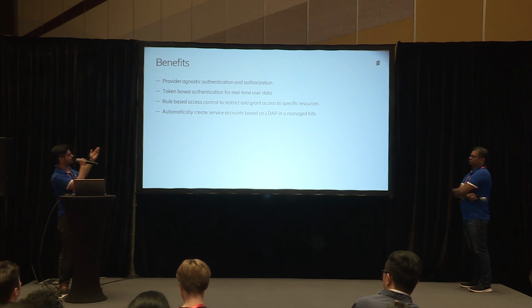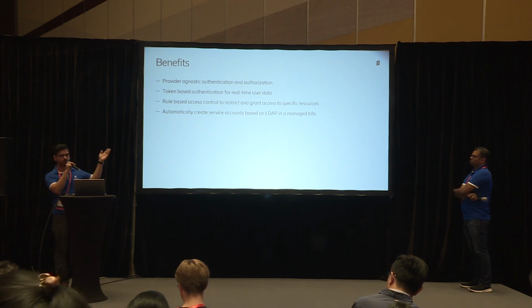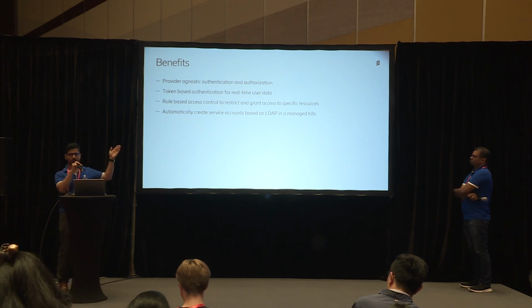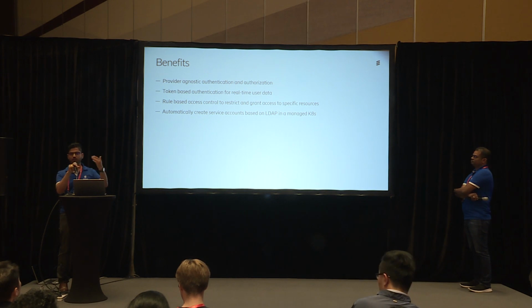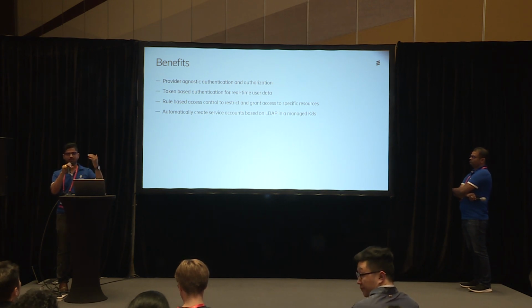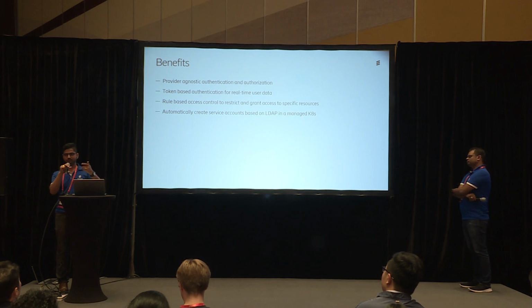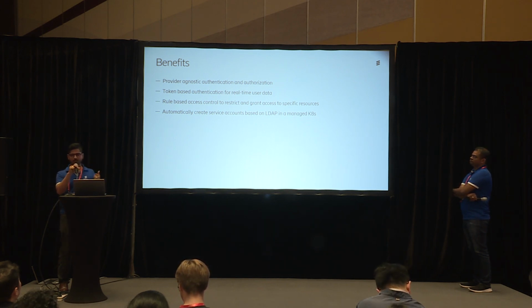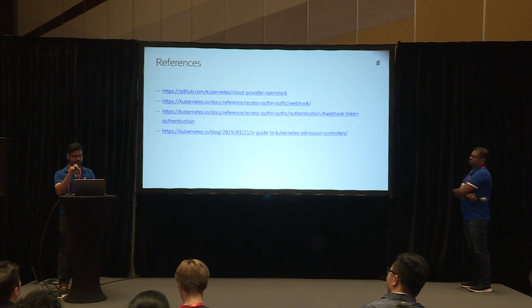And obviously, you can also change rules on the fly if you want to. You can actually do a get config map, get the config map, and then apply the config map back so that you can change the policies for a particular user. So all those things can be done without really modifying the code. Those are the benefits that you're getting by doing the authentication or authorization with webhook and Keystone.